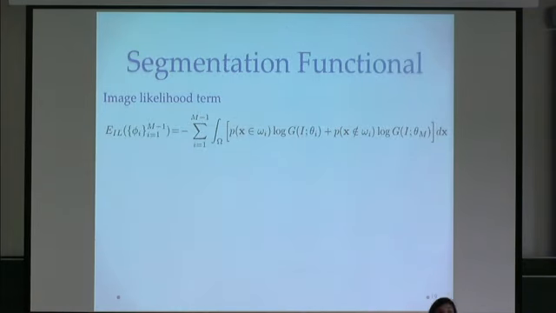Now once we do that, we can redefine the segmentation functional. So let's have a look at the image likelihood term, or the data term. We want to generate a functional, and minimizing this functional with respect to each of the level set functions will ideally give us the optimal segmentation.